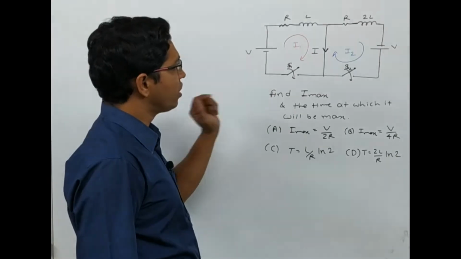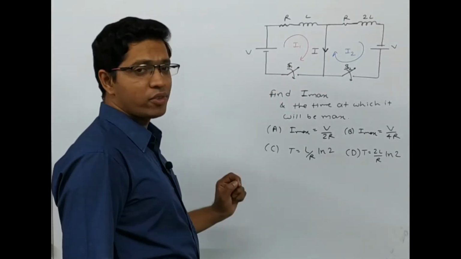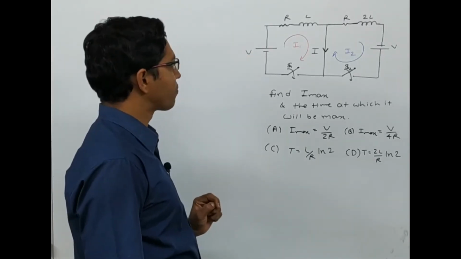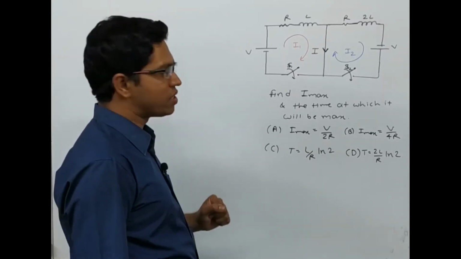In this network we have to find the maximum current flowing through this branch, and also at what time this condition is going to be achieved.